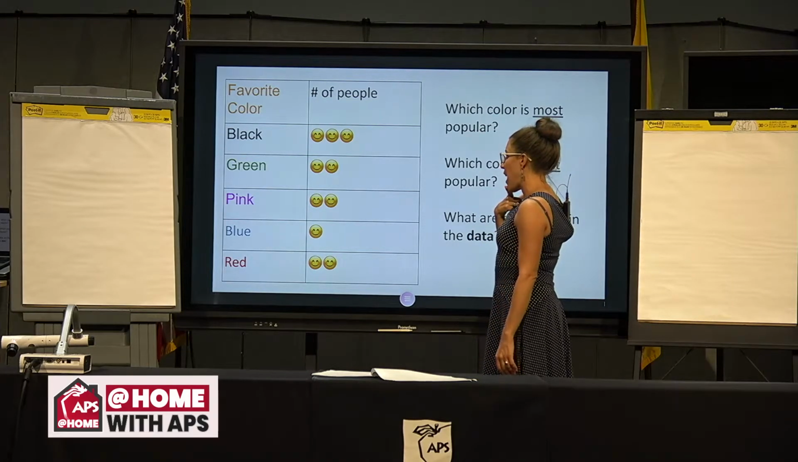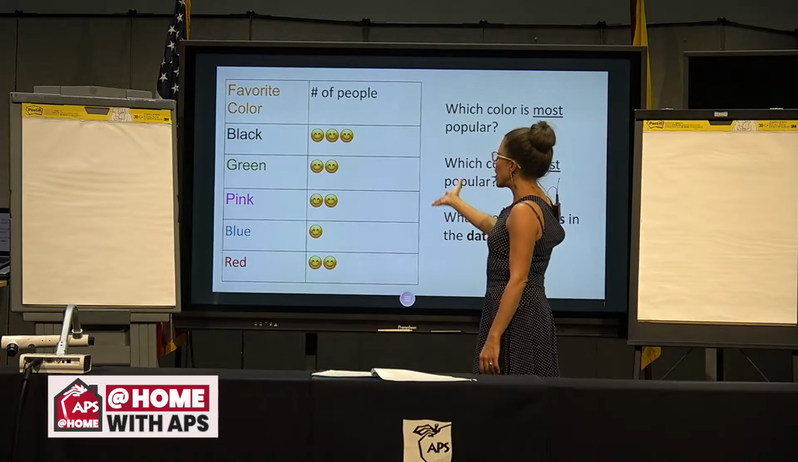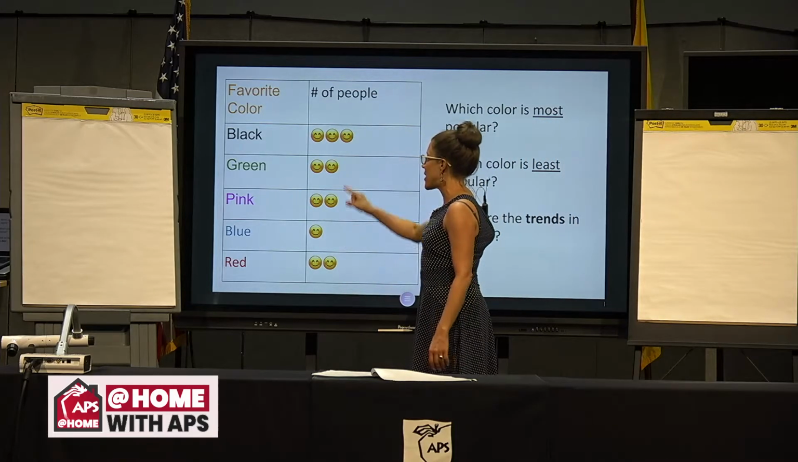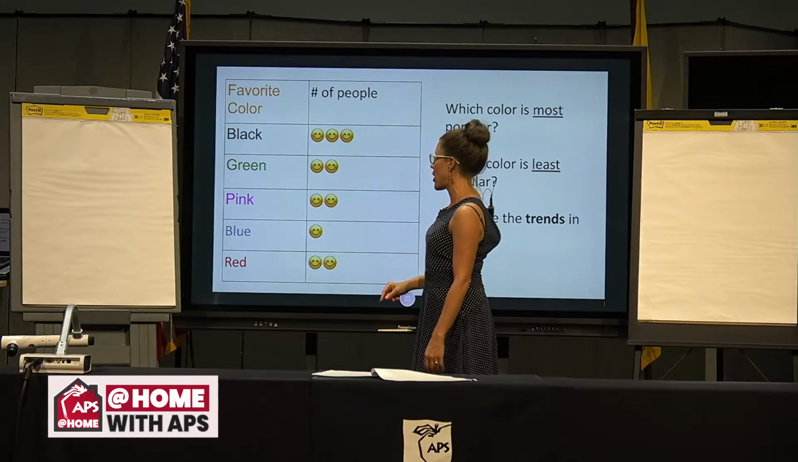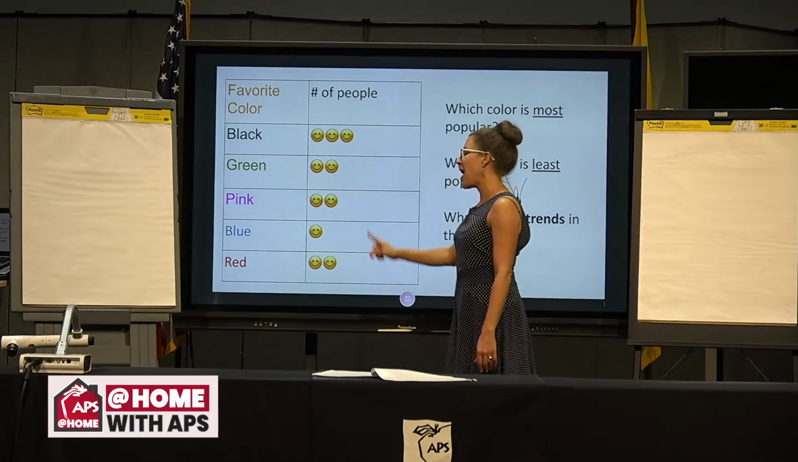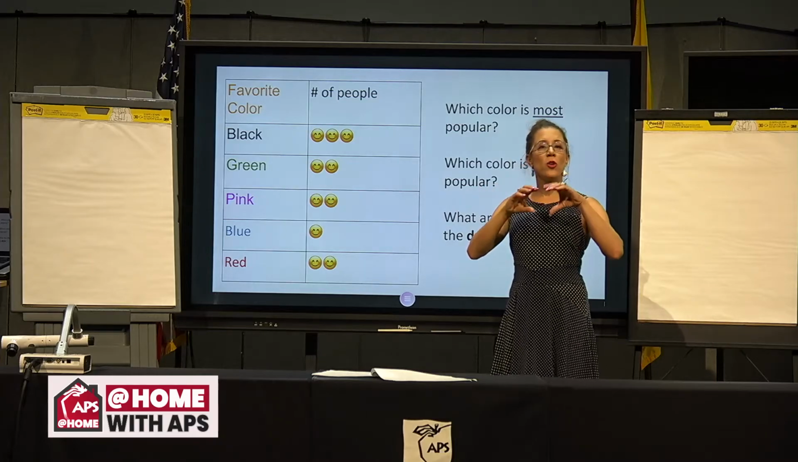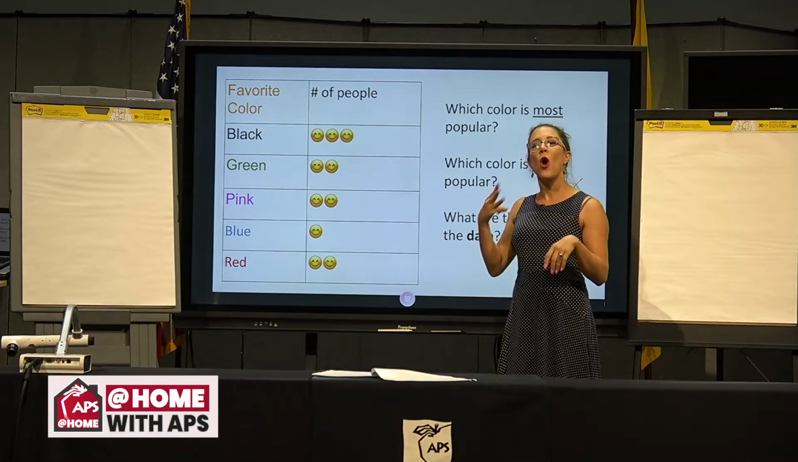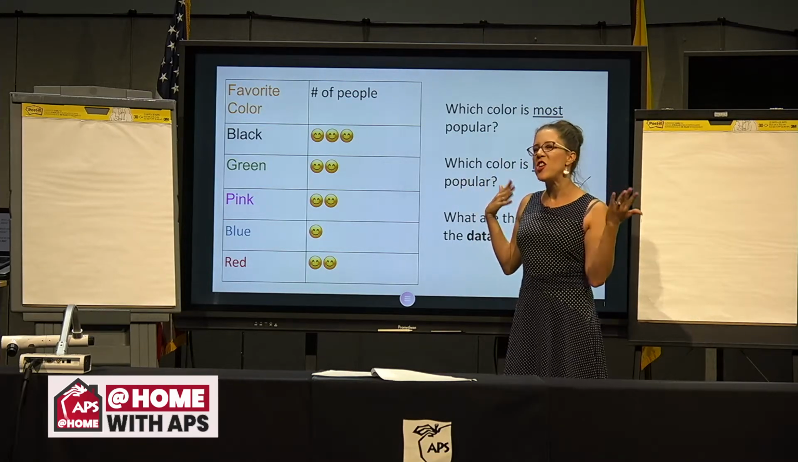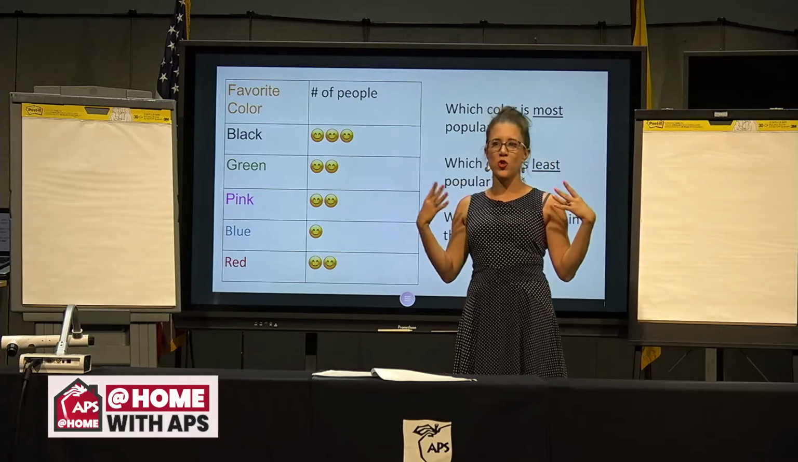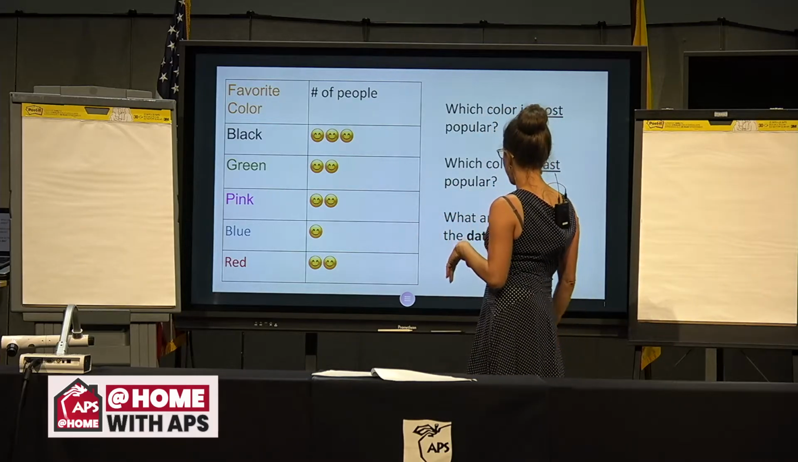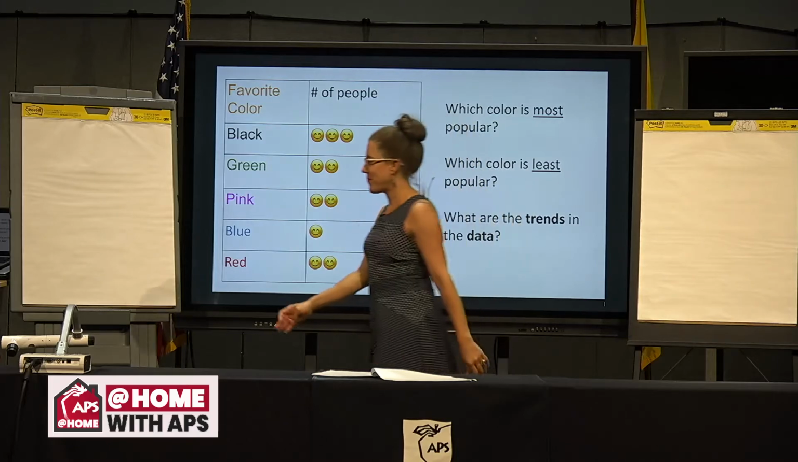So I could say, the trend in my data here is that 2 people chose green, 2 people chose pink, and 2 people chose red. So those were equally popular, those 3 colors. So that's another conclusion I could draw from my data. Pretty cool, huh?